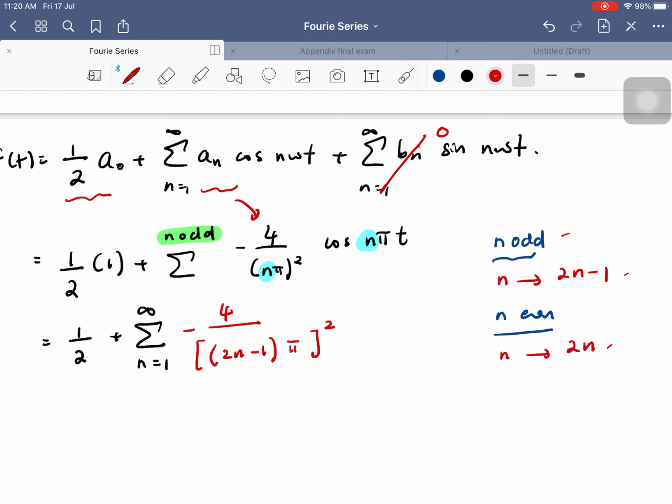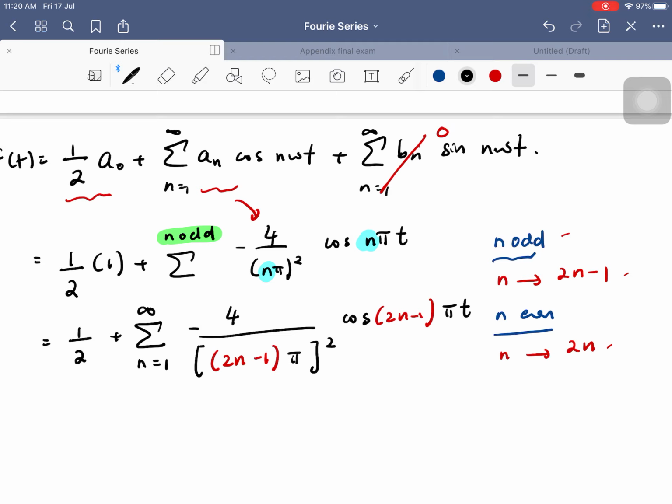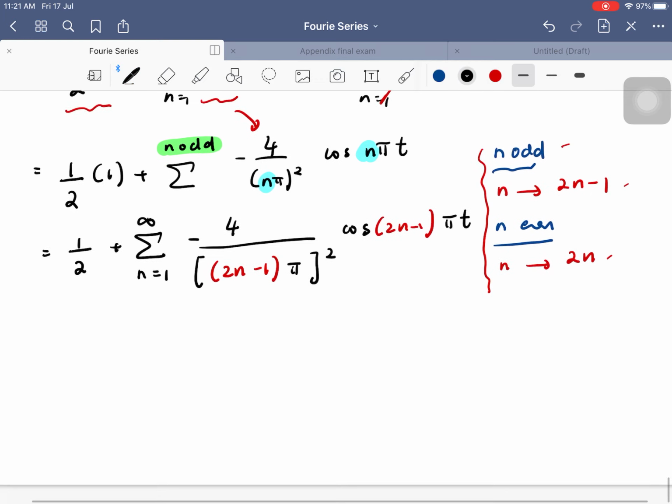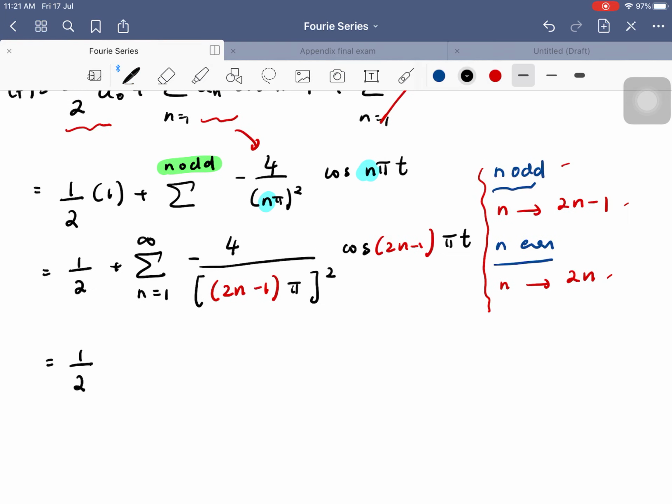And here I'm going to have cos of 2n. Instead of writing the whole thing in red, let me just put whatever I substitute in red, so it's going to be clear for you. I'll put that again. It's going to be negative 4 over, so there goes my n, I'm going to replace that by 2n minus 1, and then I'm going to have a pi, close the bracket and square. Here I'm going to multiply by cos, so there goes my n, it's going to be 2n minus 1, and then that is multiplied by t. Let me put a border over here so it doesn't bother with our function. And let me simplify that a little bit more to make it neater.